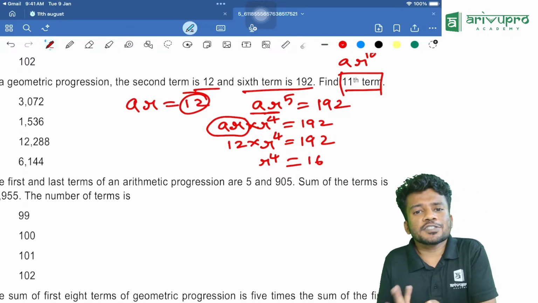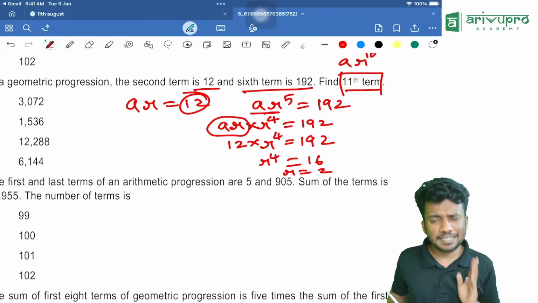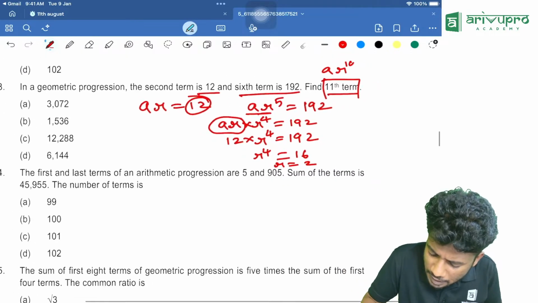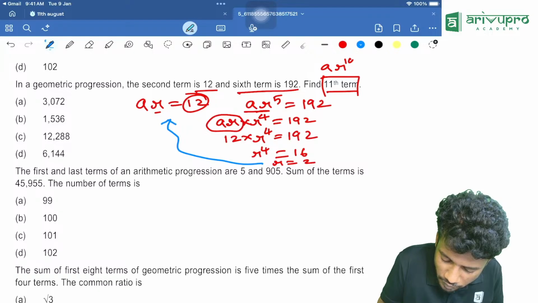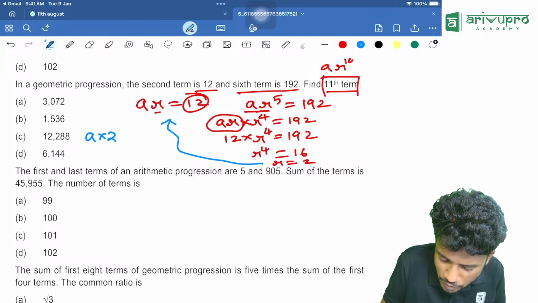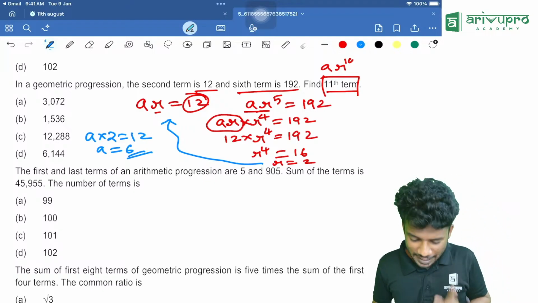So, what raised to 4 is 16? So, R value is what? 2. We can take it directly as 2. Let it be equal to 2. That means R is equal to 2. Then A will be how much? Using this over here, we will find A into 2 is equal to 12. So, A is equal to 6. We have the value of A also.